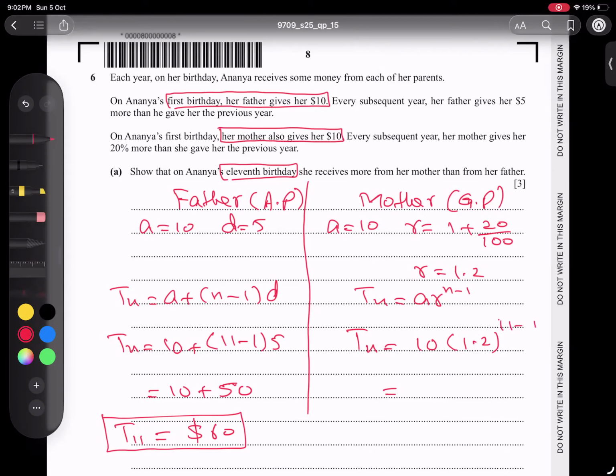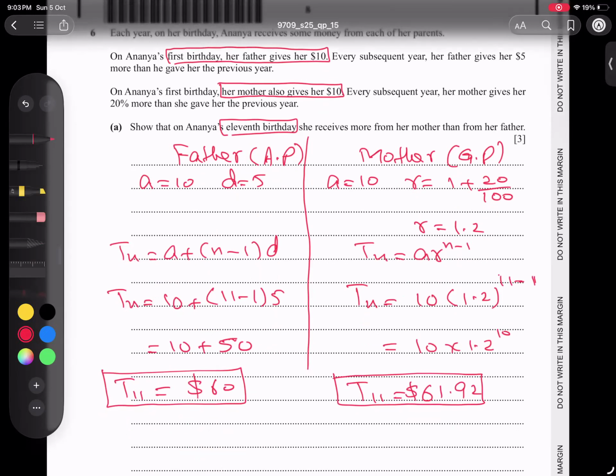And if we type in the calculator, what does it turn out to be? 10 into 1.2 to the power 10. And the answer for the 11th year is 61.92 after rounding. Okay, but it said more than that. So naturally it is over, no need to do further. And we can say that this is more, so hence proved.